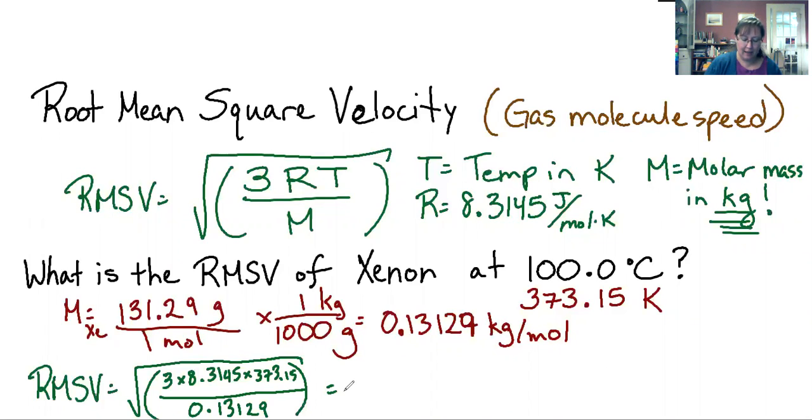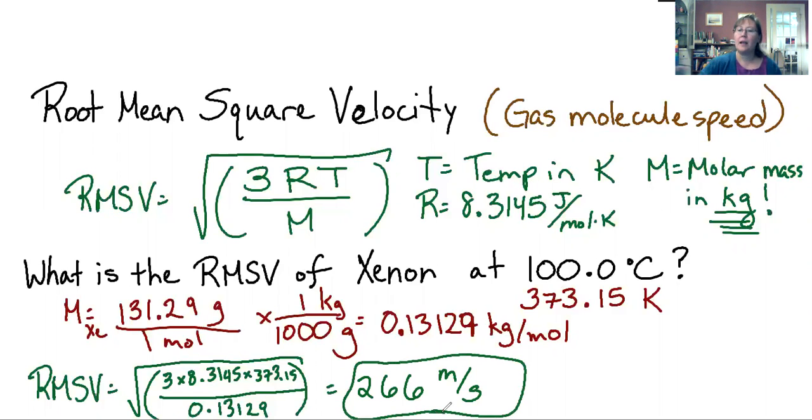So I have 3 times 8.3145 times 373.15 divided by 0.13129. And then after all that is done, I can take my square root. And what I get here is 266 meters per second. And that is the end of chapter 5. I'll see you in recitation.